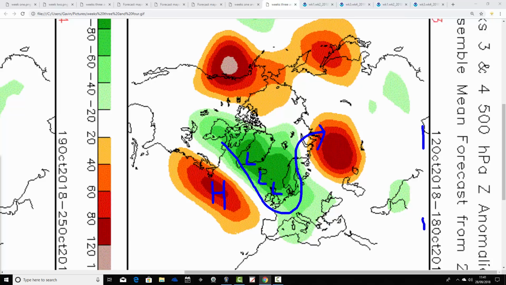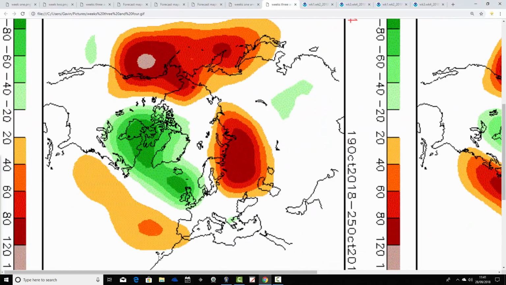So the only difference really is that week 3 is more unsettled, more in way of rain, and temperatures probably quite cool as well. And then we go through to week 4, which is the 19th to 25th of October.